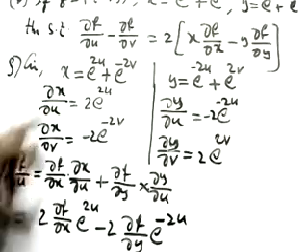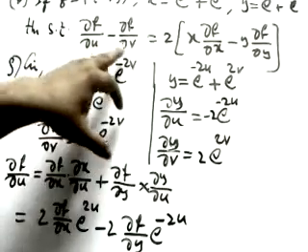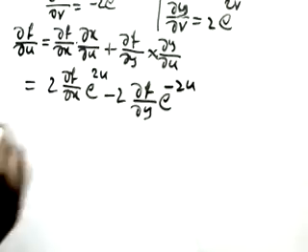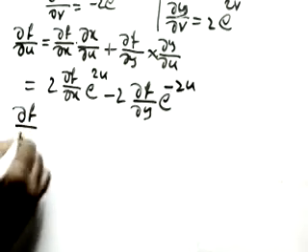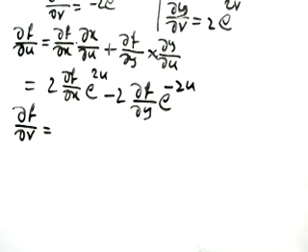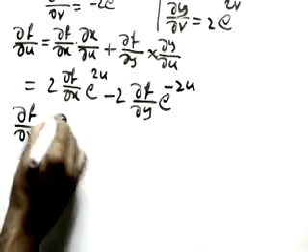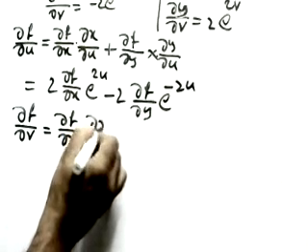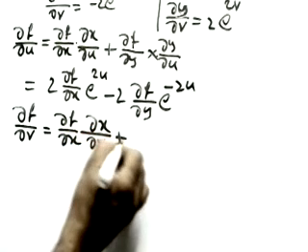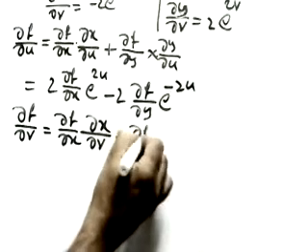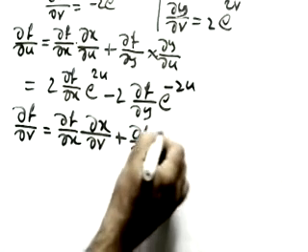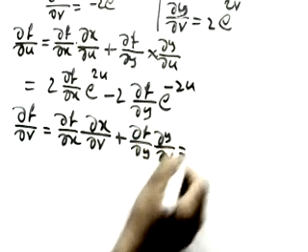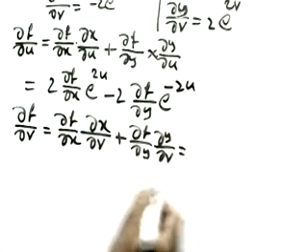So this is ∂f/∂u. Now we have to find ∂f/∂v. First we have to change in x: ∂f/∂x into ∂x/∂v. Now with respect to y: ∂f/∂y into ∂y/∂v.